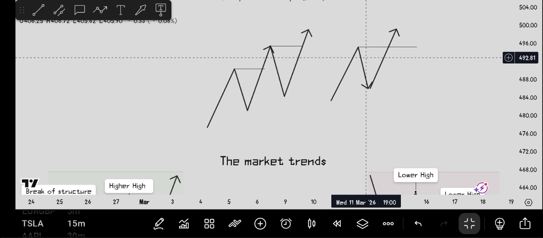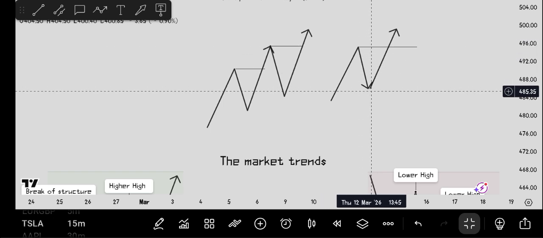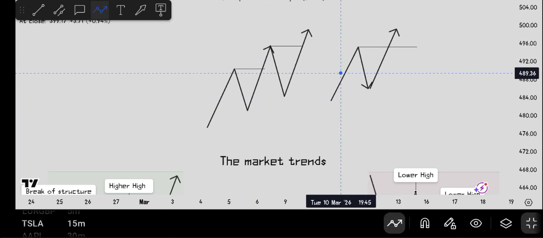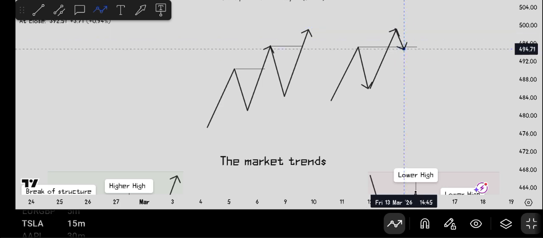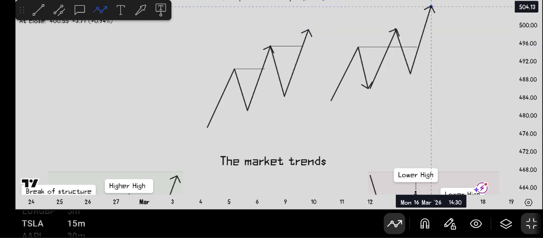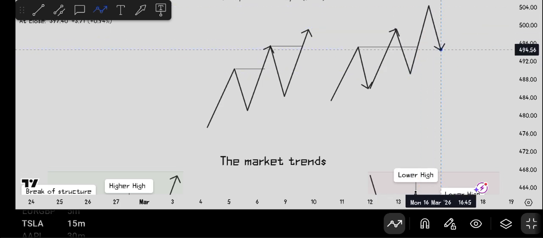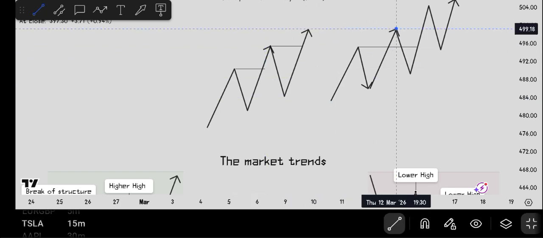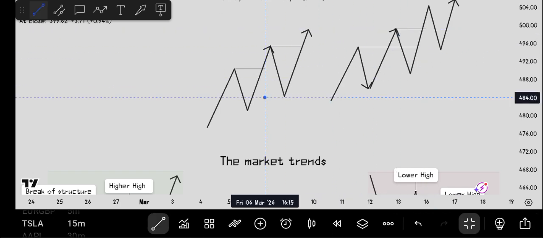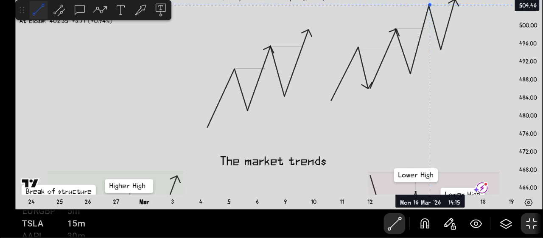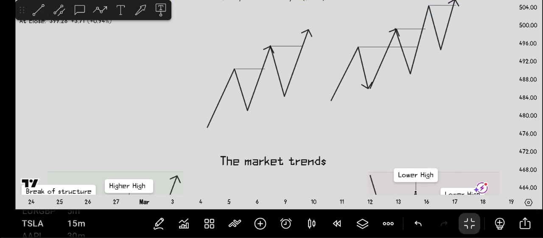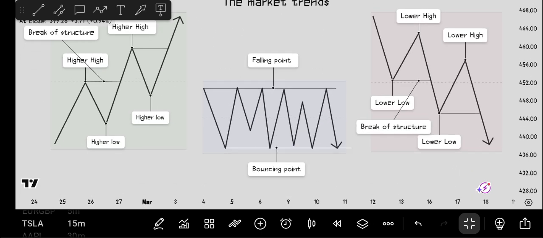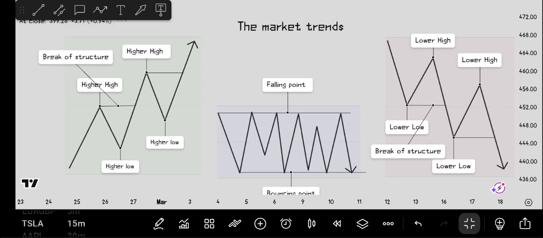We now have our higher highs and our higher low. So price will continue to give us another higher low and higher high, another higher low and higher high. Price will continue to give us a new break of structure, a new break of structure right here. So this is how the uptrend actually works when it comes to the forex market. As you can see, this break is called the break of structure.